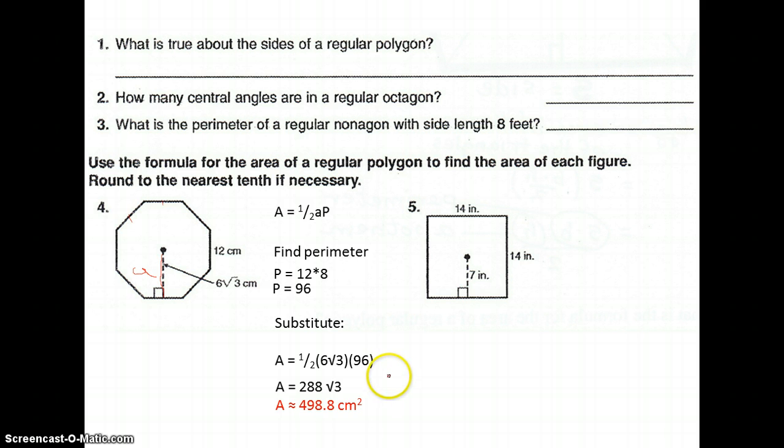So again, for the area of a polygon, we have a new formula. This formula can be found on your formula chart, so it will be one of those given to you for the end of course exam. Why don't you try number 5 for homework, and we'll see you next time.